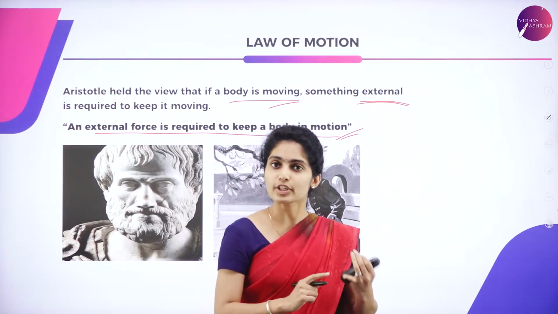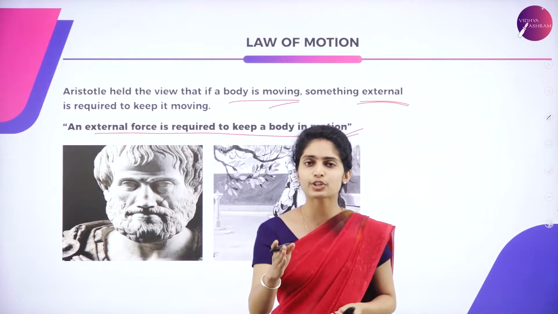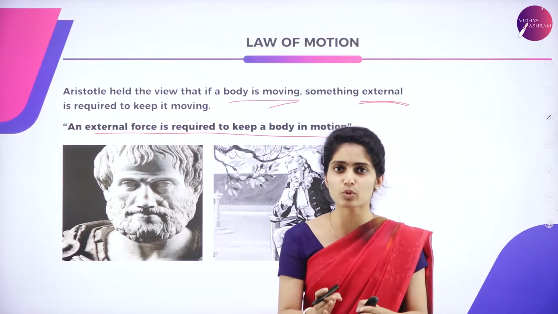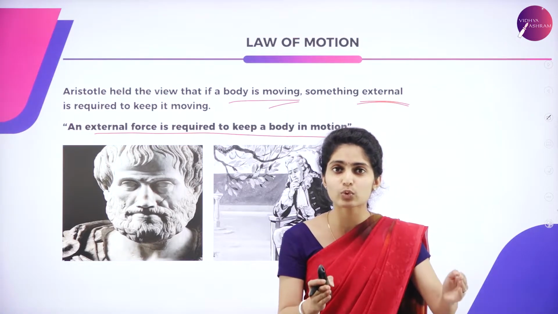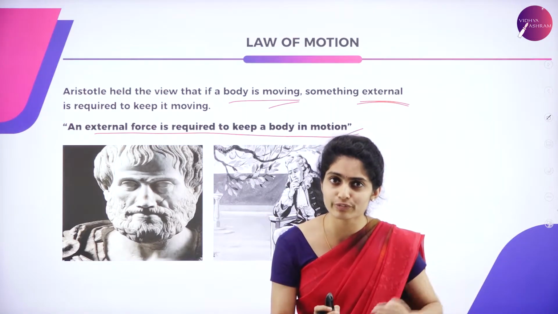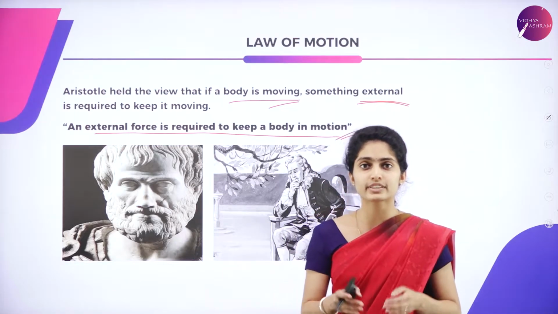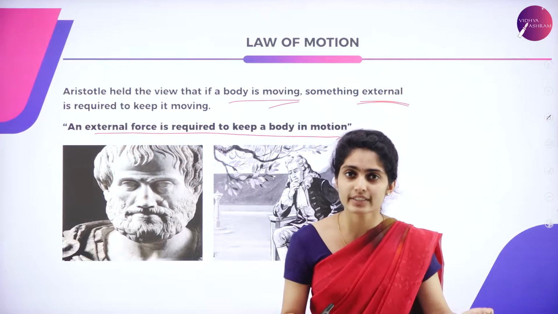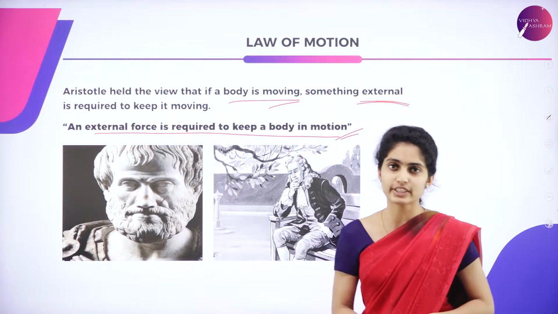The motion can be uniform motion as well as non-uniform motion. So what is uniform motion? Uniform motion is a motion in which the body sweeps equal distance in equal intervals of time. That means it is uniform motion. And non-uniform motion is a body sweeping unequal distance in equal intervals of time. So here generally we are talking about motion.